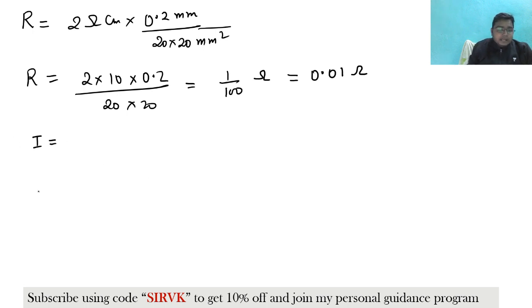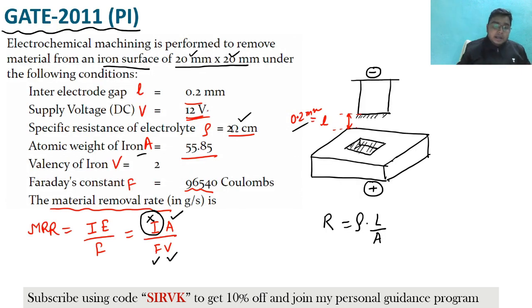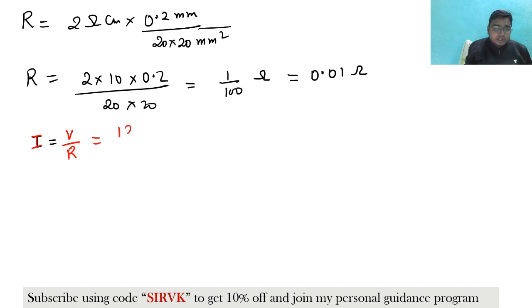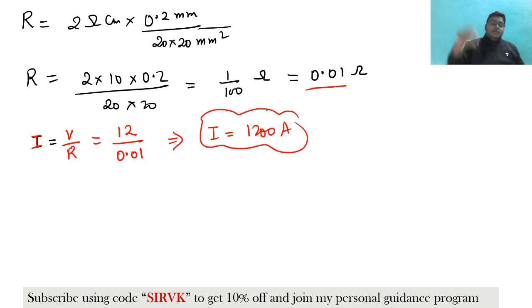Now what is I? Can we say that I is equal to V by R? Yes or no? Now see, what is V? What is the voltage that is being applied? Is it 20 volt? It is 12 volt. Yes, it is 12 volt. Put it here. 12 by resistance, which is 0.01. So when you put these values, you will be getting the current as 1200 amp. Wow. Now we are done with the current.